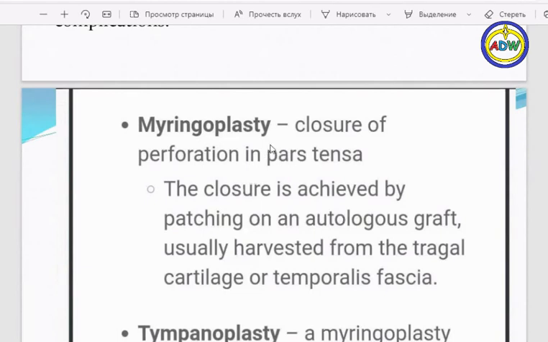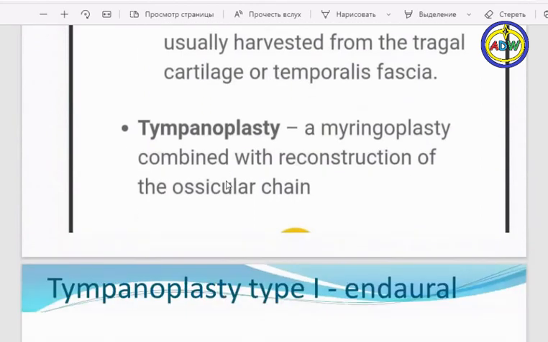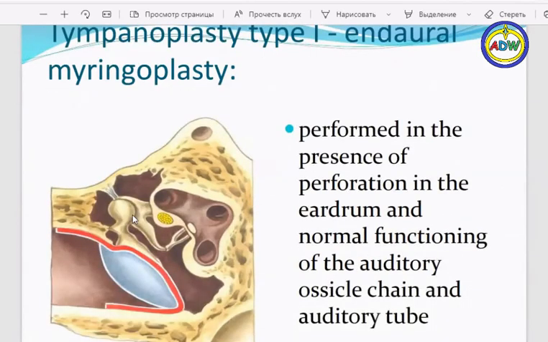Types of tympanoplastic operation. Closure of perforation in the pars tensa. We can use a graft, temporal fascia. Usually we perform it to make an artificial new tympanic membrane. This is the first type, endaural myringoplasty, when only the tympanic membrane is absent, but the malleus, incus, and stapes are present, performed in the presence of perforation in the eardrum and normal functioning of the auditory ossicular chain and auditory tube.